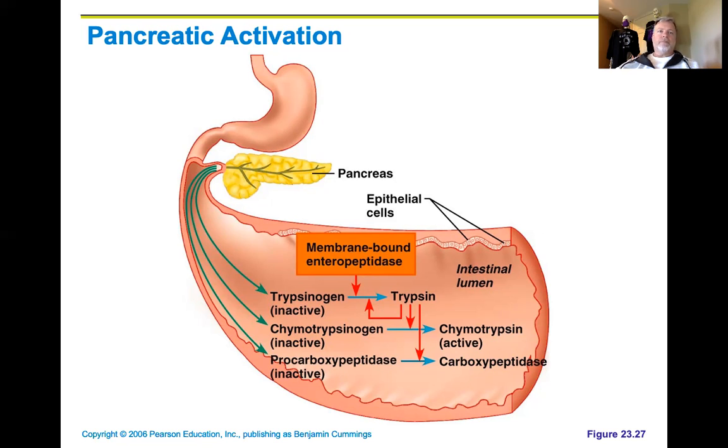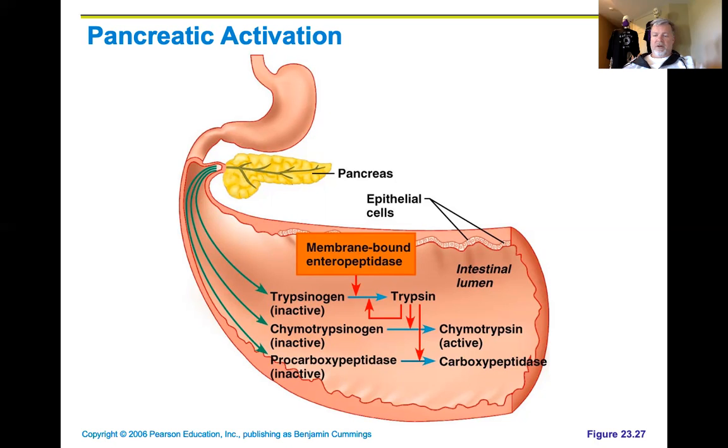Okay, so basically when it comes to an overview of the pancreas, there's a table in your book, 23.2, but really it comes down to this: it secretes pancreatic juices that are rich in bicarbonate, and that helps neutralize that acid chyme. And then those pancreatic juices do a nice job of breaking down all your food, what's left in your food.